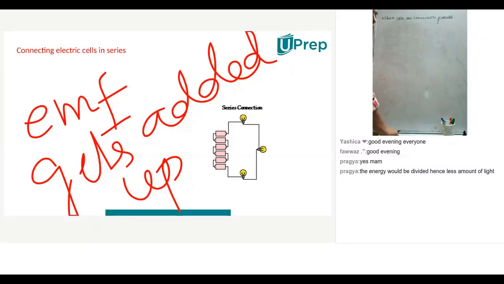Bulbs in parallel. Now, when I say that I'm connecting bulbs in parallel, this can also be applied to connecting appliances in parallel. So I'll be representing it with a bulb. Now I take two bulbs and I'm connecting a battery of volt V. Now the bulbs are connected in parallel. Now tell me what could be the brightness of both the bulbs? Ma'am, same.